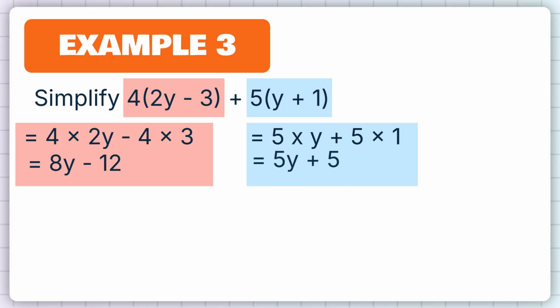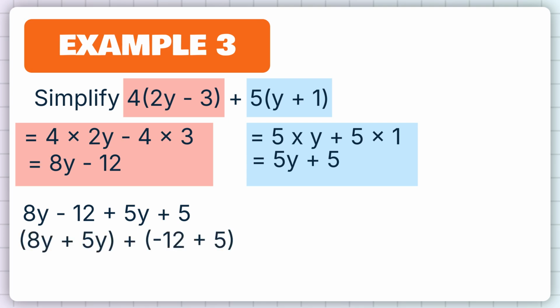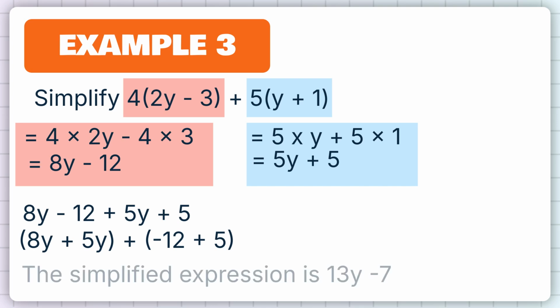Now if we combine the expressions we get 8y - 12 + 5y + 5. The next step is to group and combine like terms. We can write this using brackets to make it clearer. (8y + 5y) + (-12 + 5). Now we can simplify everything very easily to get 13y - 7.